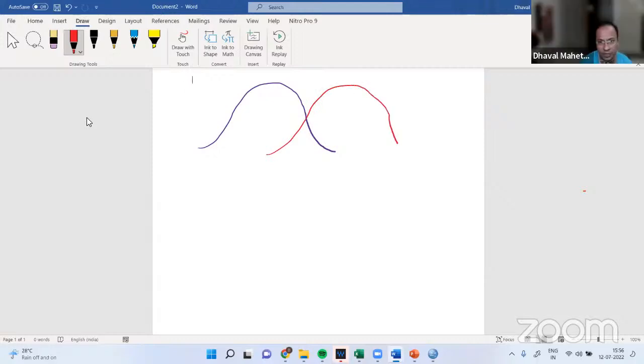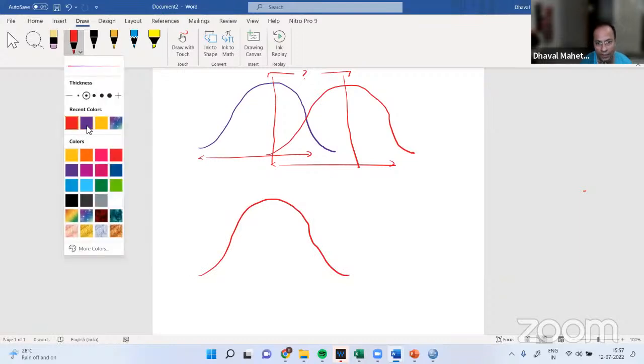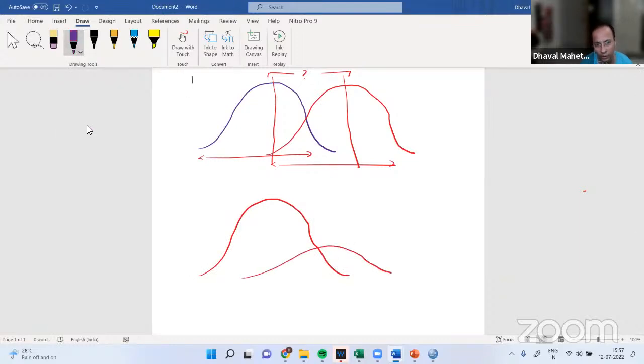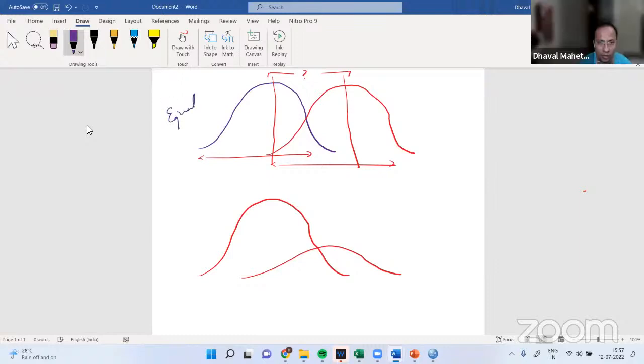The basic assumption in running the t-test is that the variances of both the groups should be equal. Then only will I be in a position to compare their means. Now see, this is the variance of one group, and this is the variance of another group. Can I compare it? No. So this is where the variances are equal. This is where the variances are unequal.